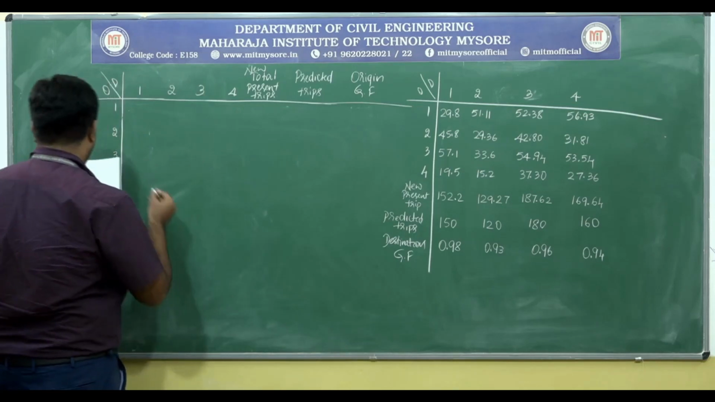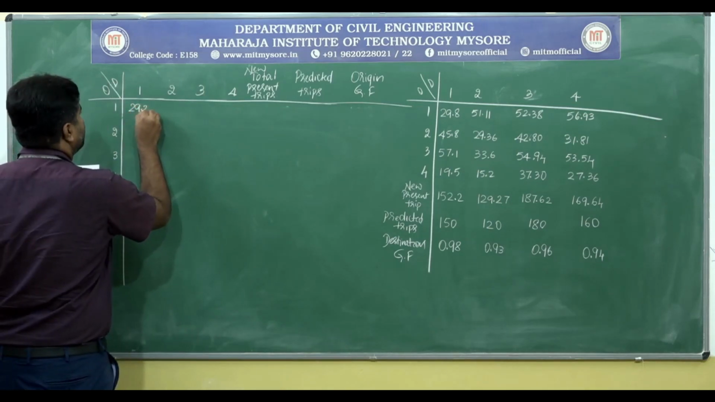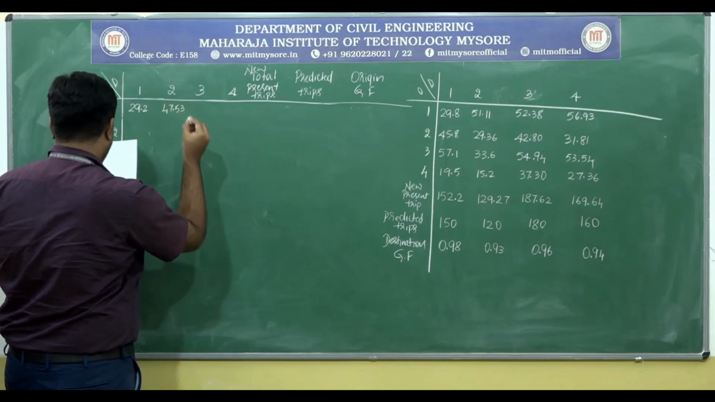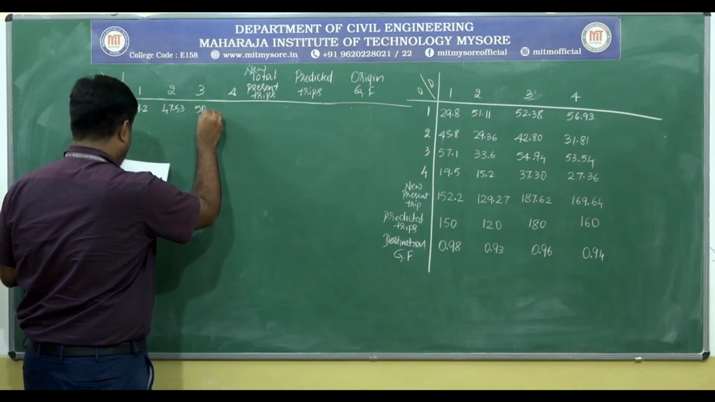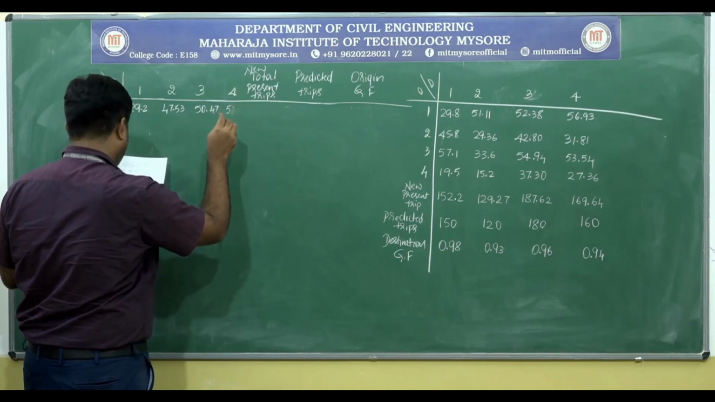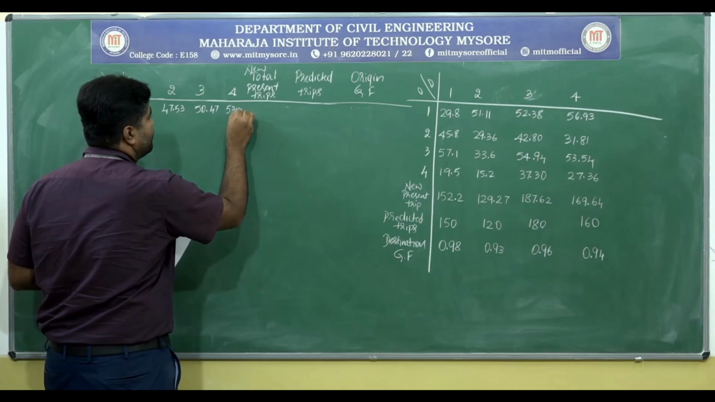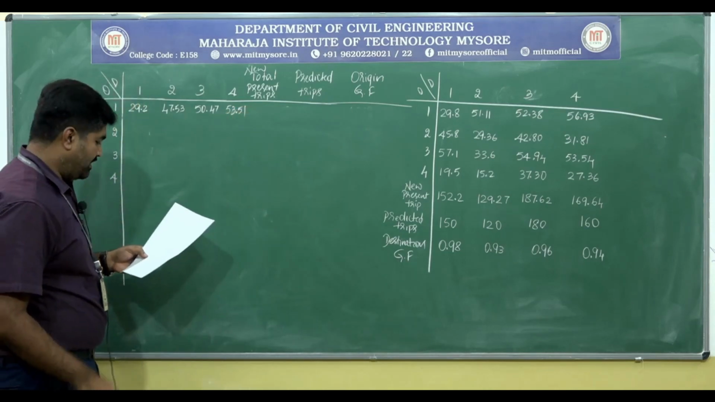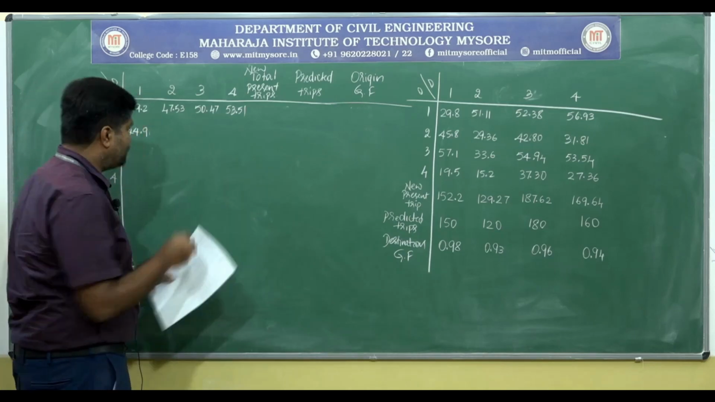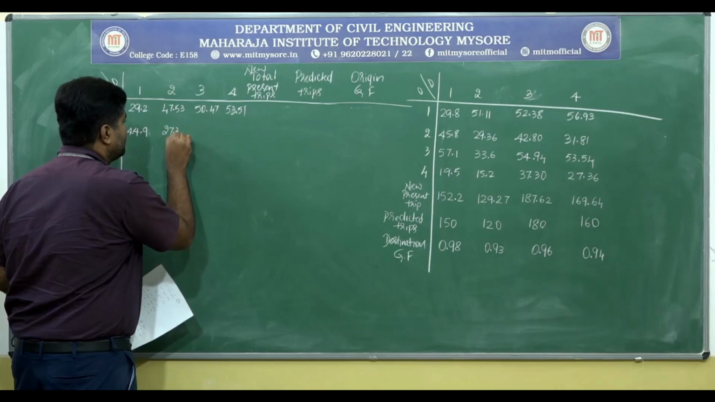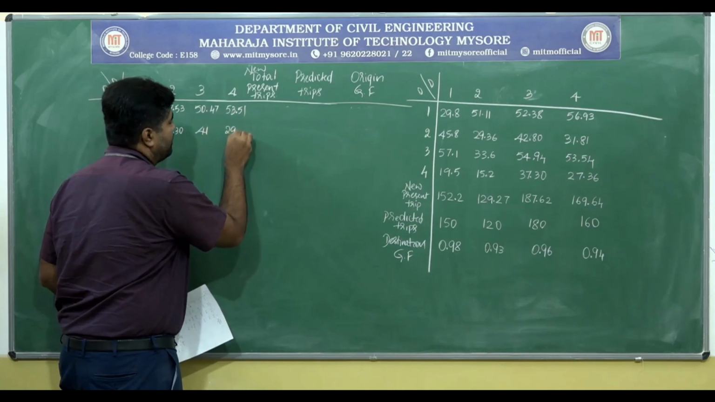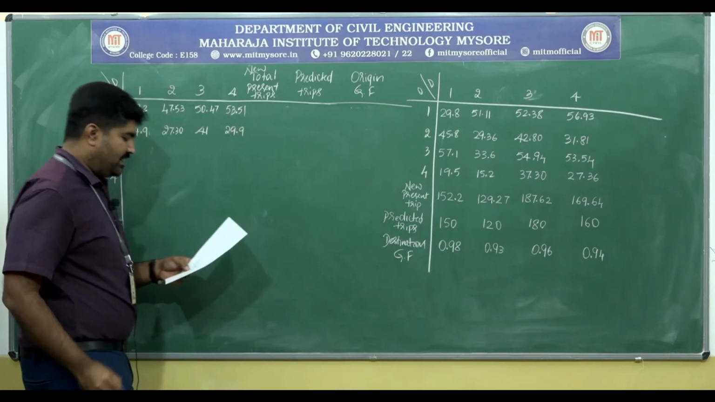Okay, we will get 29.2, 47.53, 50.47, 53.51, 53.51. Next 44.9, 44.9, 27.30, 41, lastly it is 29.9.